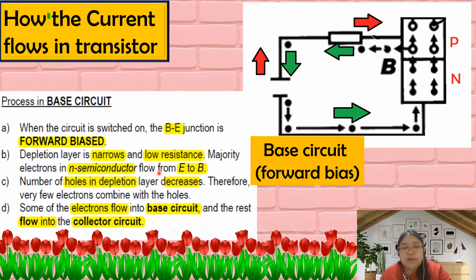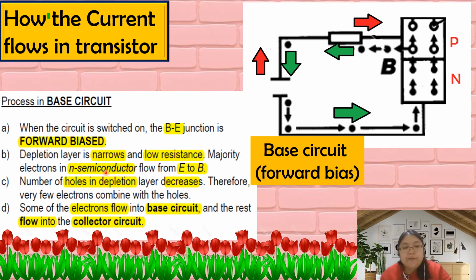So majority electrons in the N semiconductor flow from the emitter to the base. Agree? Because there is a narrow part already. When it becomes narrow, the electrons start to fill in the hole. That means the electrons now come from the N type, which is now the emitter. They go to fill in the base area.